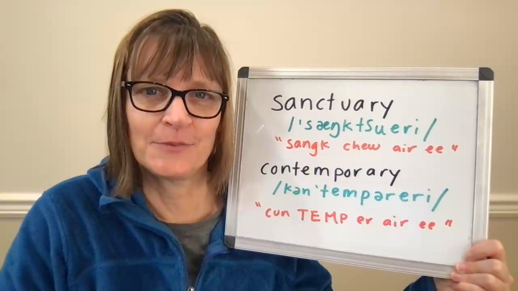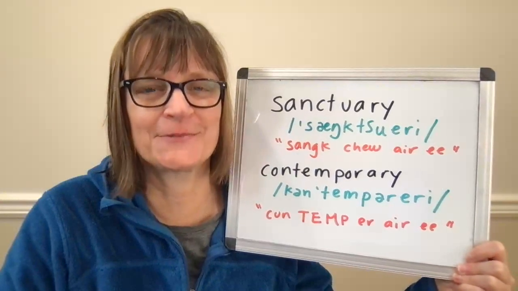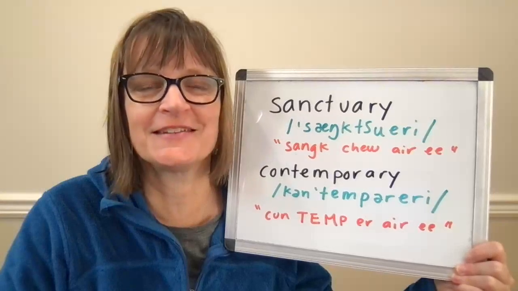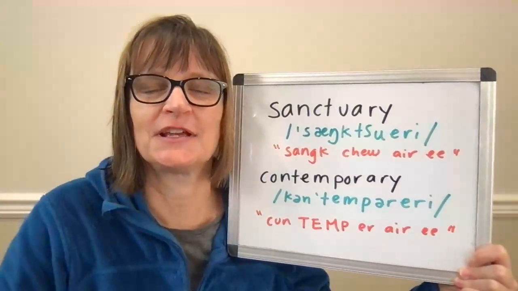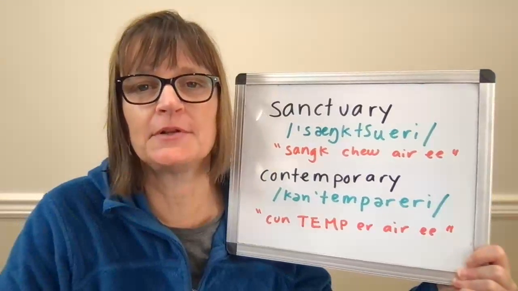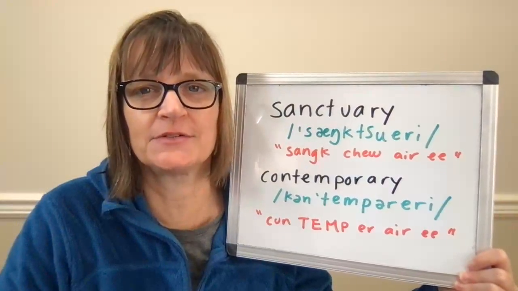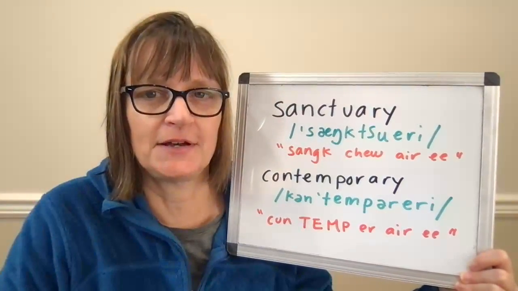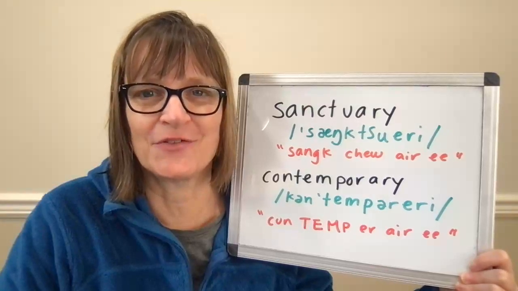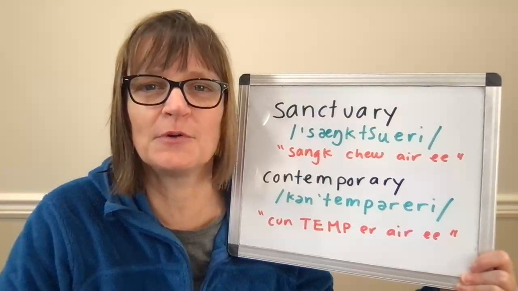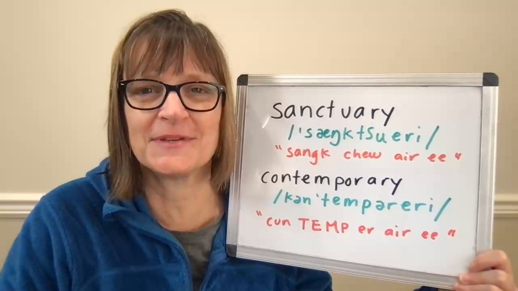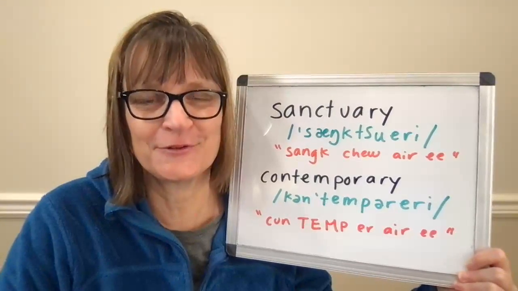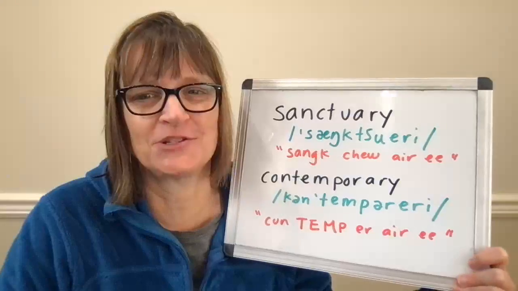In this video, we'll look at how to pronounce sanctuary and contemporary. These words are a little bit challenging because they have multiple syllables, they have multiple R sounds, and the spelling might not directly represent how the sounds should sound. So we will look at the sounds in the word, how to break them down and practice them easily so you can use them fluently and smoothly in your everyday speech.